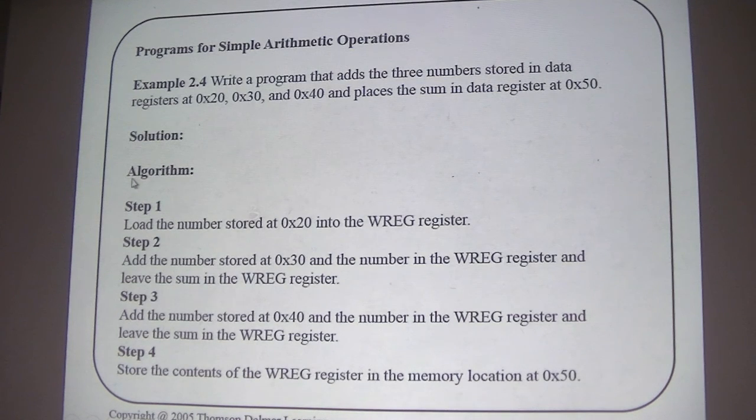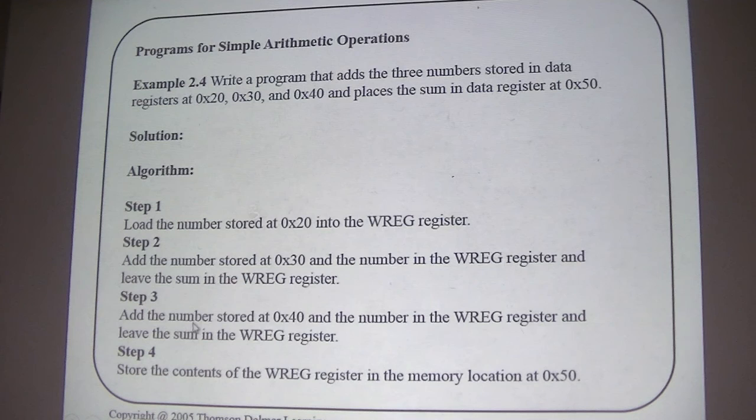So the solution would be, you will break it into steps. If you ask me, I prefer to actually draw it. So the first step, you're going to load the content of the first file register, which is hex 20, into the working register, and then you're going to add the number stored at hex 30 and the number in the working register, ADDWF, and the answer you're going to leave in the working register because you want to add to the next one, right?